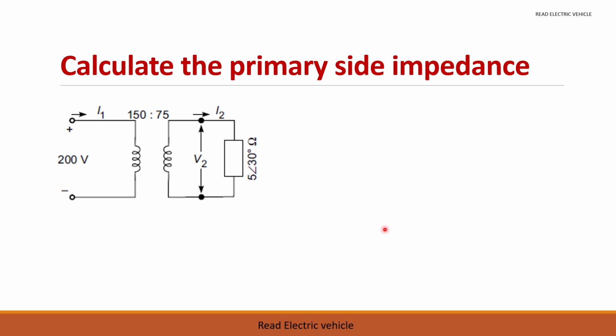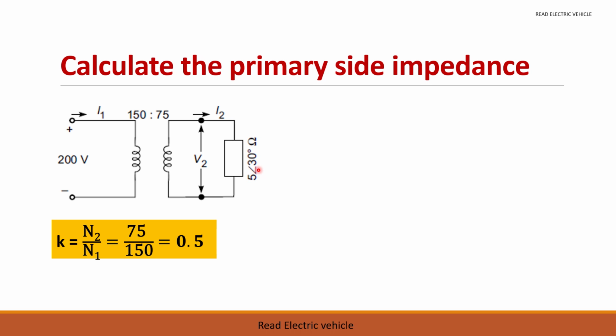Next, we will solve a small problem to find how to calculate the primary side impedance. Here the secondary side impedance is given in this problem. First, we have to find what the impedance is if we move this secondary impedance to the primary side. For that, let us find the turns ratio. K is equal to N2 by N1. N2 is 75, N1 is 150. So we will get 0.5 as the turns ratio.